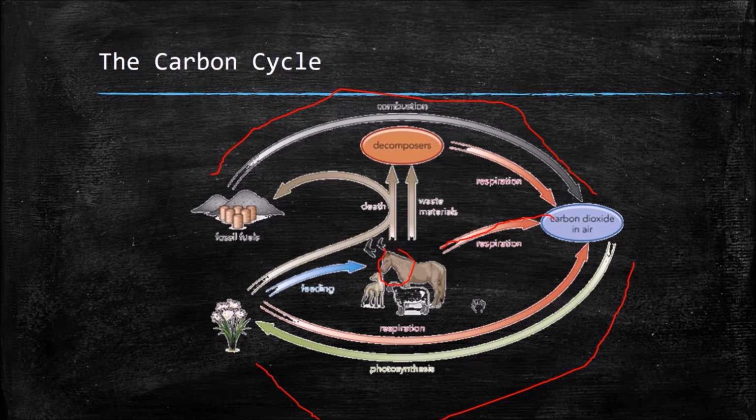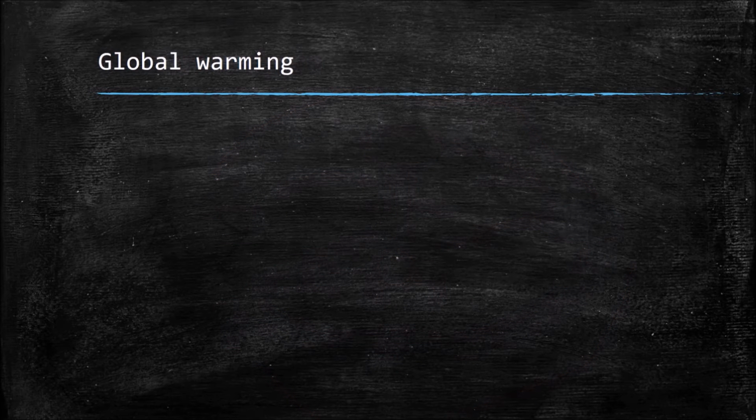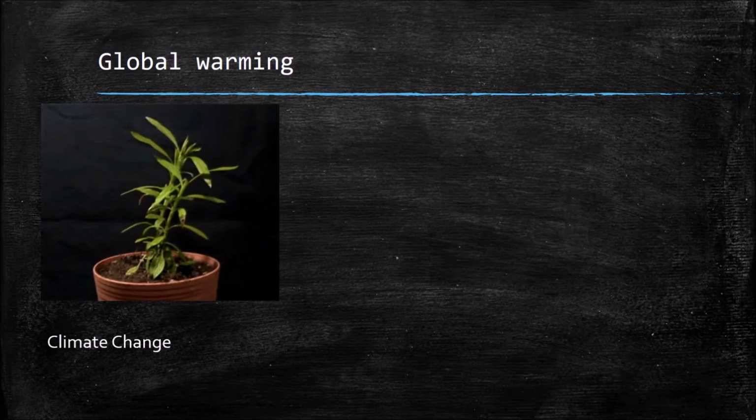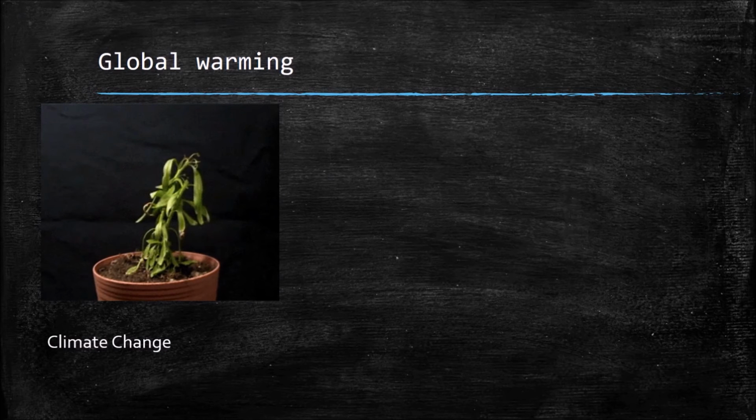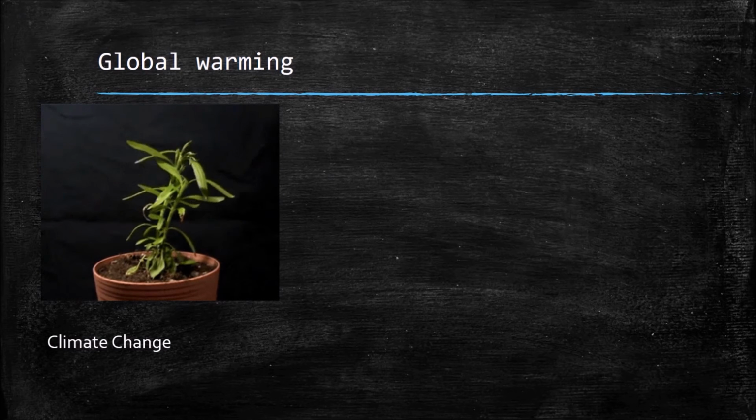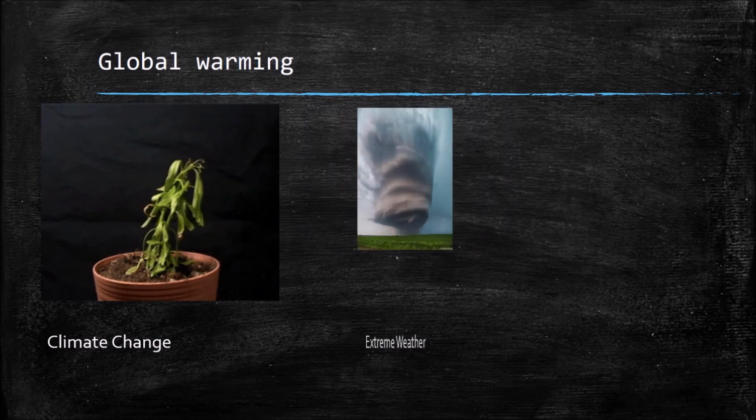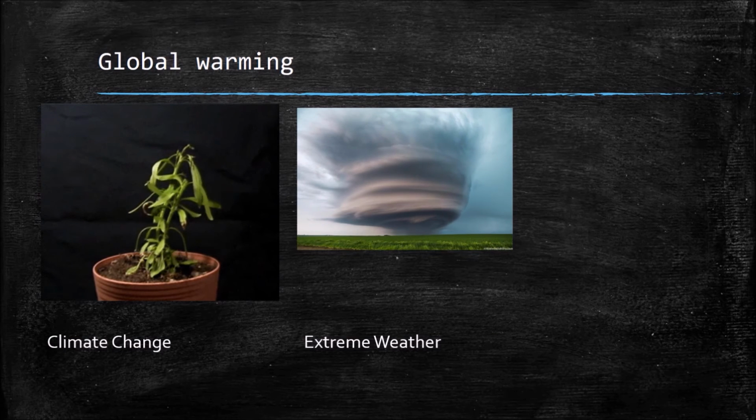By cutting down plants, the photosynthesis is decreasing. But the global warming is bad. So global warming mainly causes three things. It can cause climate change, which will mean plants will die, and ever since global warming started, we've noticed a pattern of extreme weather events such as hurricanes happening, or the sea levels rising.